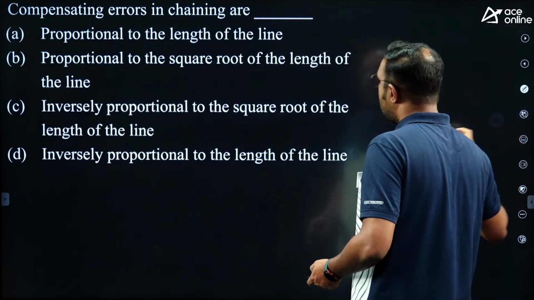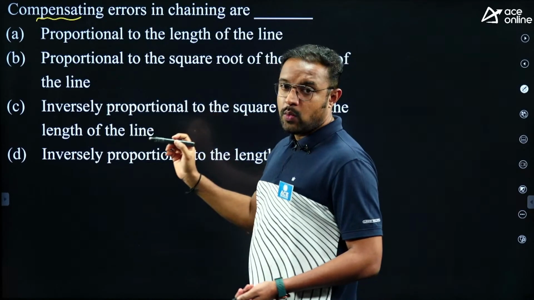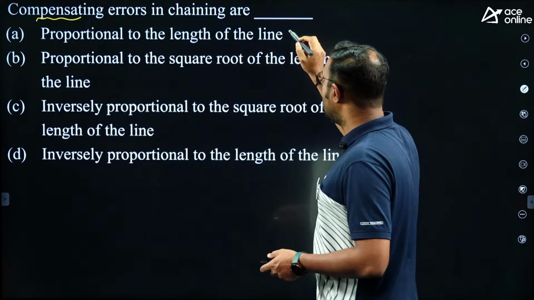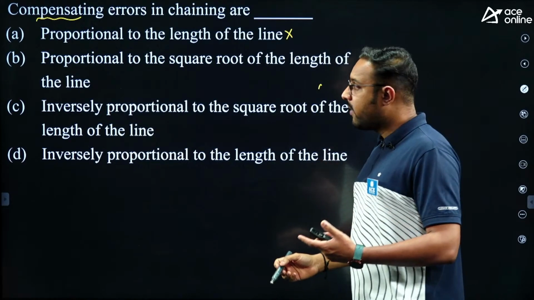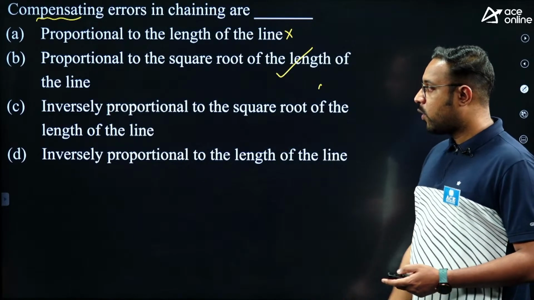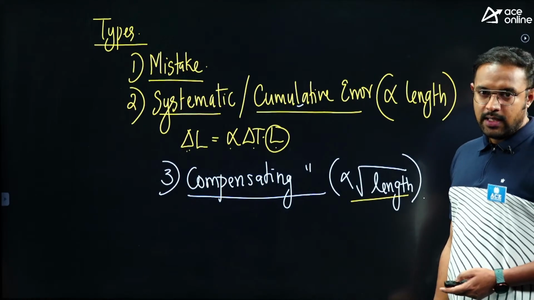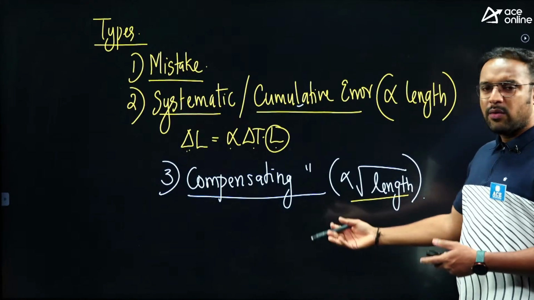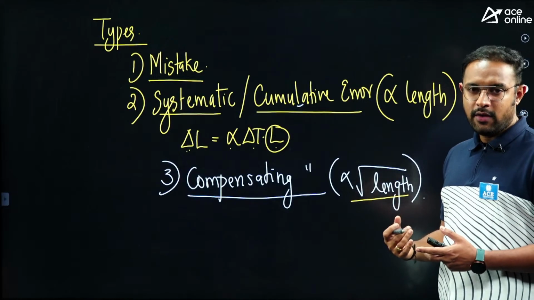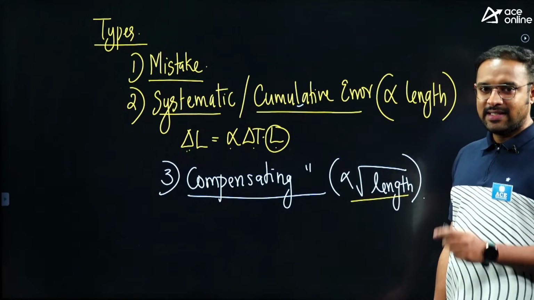Compensating errors are proportional to what we discussed now, the square root of the length of the lines. Proportional to the length of the lines is true for our cumulative errors. Be careful. Here compensating is what they are asking, so it is proportional to the square root of the length of the lines. How we come to this is not really important. It comes from a chapter in mathematics known as theory of errors. For our RRB exam, such in-depth analysis is not required. It is a very easy examination.